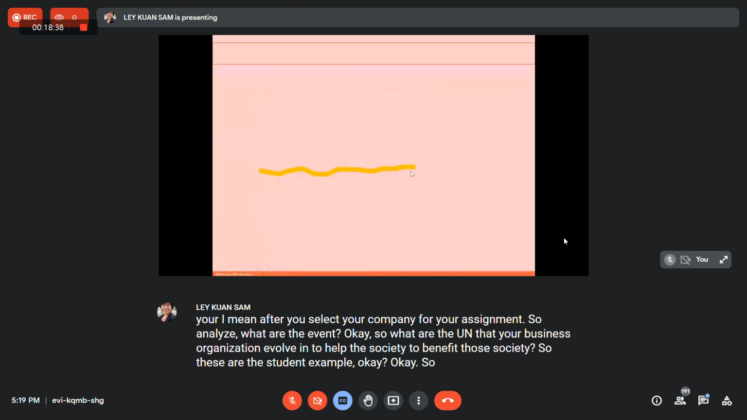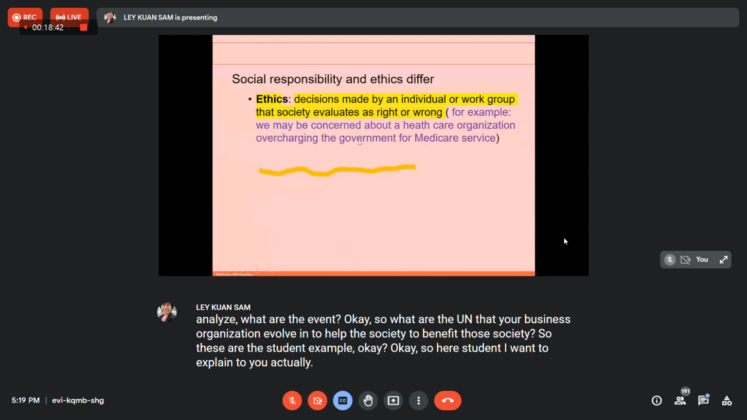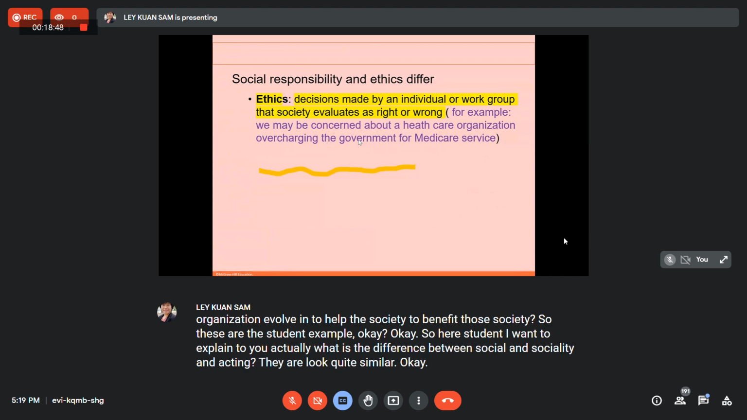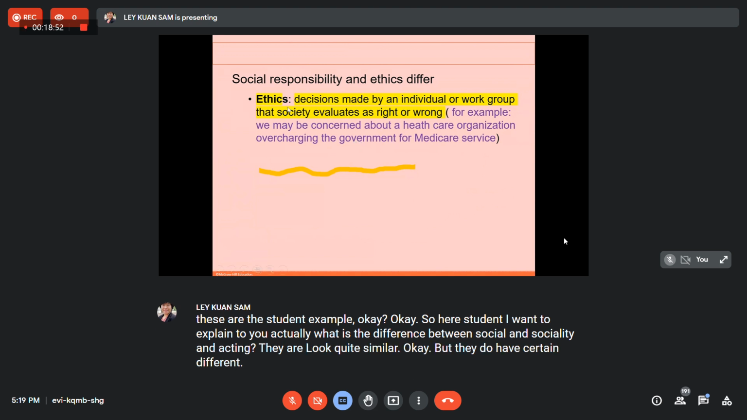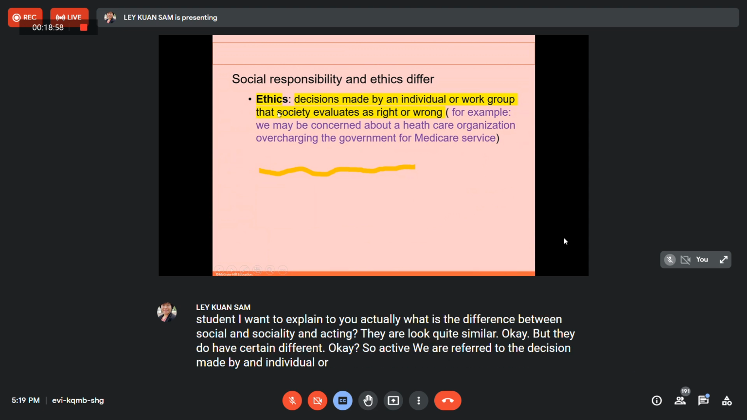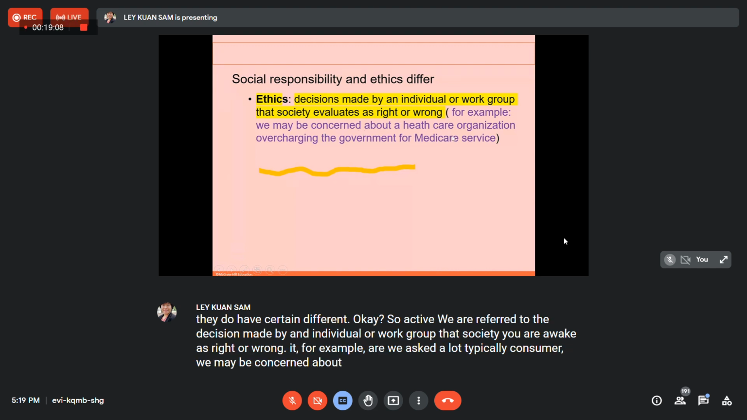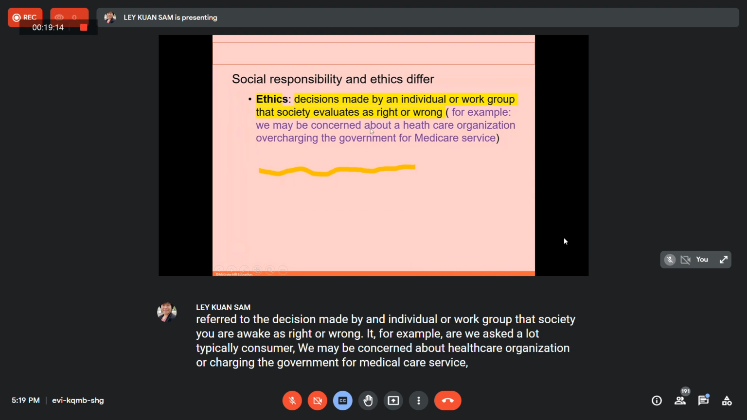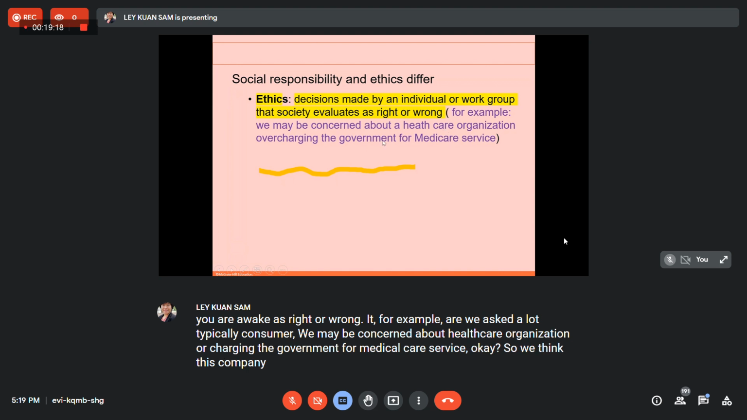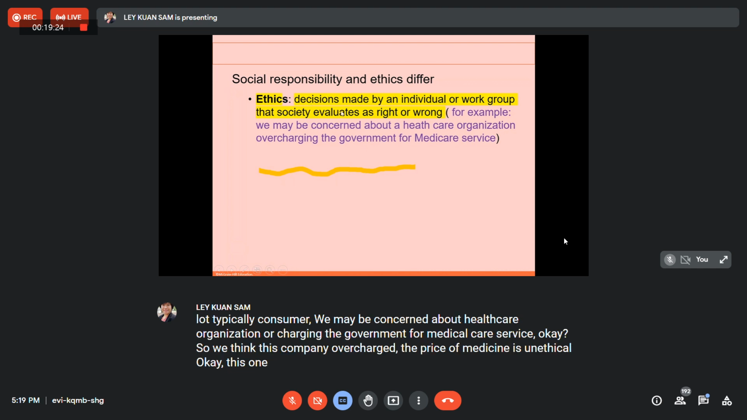Okay, so here, students, I want to explain to you what the difference is between social responsibility and ethics. They look quite similar, but they do have certain differences. Ethics refers to a decision made by an individual or work group that society evaluates as right or wrong. For example, as consumers, we may be concerned about a healthcare organization overcharging the government for medical care services. We think this company overcharging the price of medicine is unethical. This is the meaning of ethical.